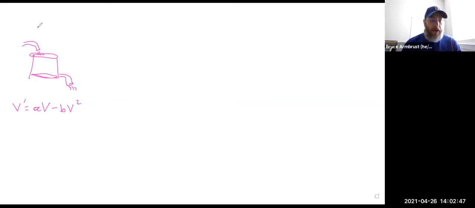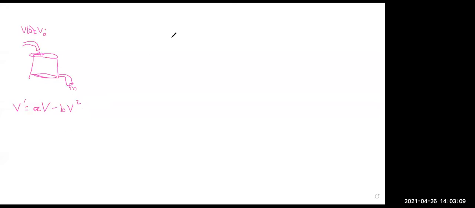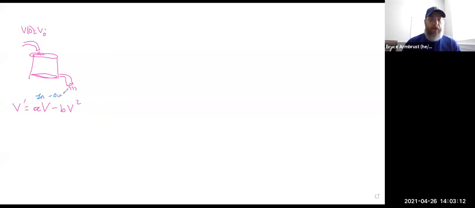We also know that V of 0 is equal to V naught. So there's our initial condition. All right, so how do you guys feel about this equation? Does that make sense? Yeah, it's the same as we always do. It's in minus out. And this is just what they told us, proportional to the volume coming in and proportional to the volume squared going out. Okay, so A and B are just numbers of some unknown value.